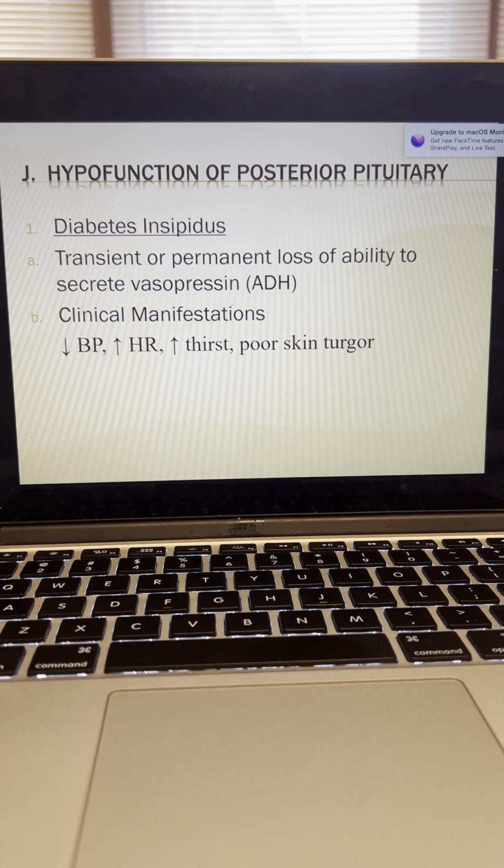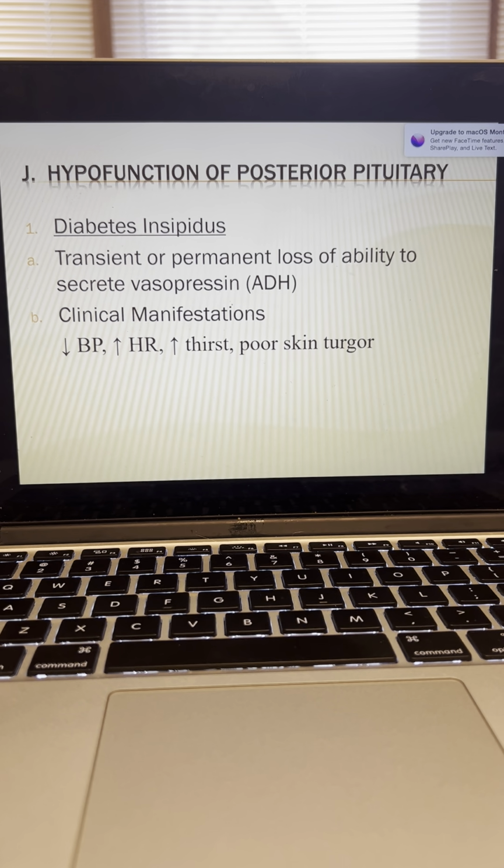Okay, hypofunction of the posterior pituitary. This is a decrease in the release of antidiuretic hormone, and we call this diabetes insipidus. It's a transient or permanent loss of the ability to secrete vasopressin or ADH. And so their clinical manifestations can be large quantities of urine with a very low specific gravity.